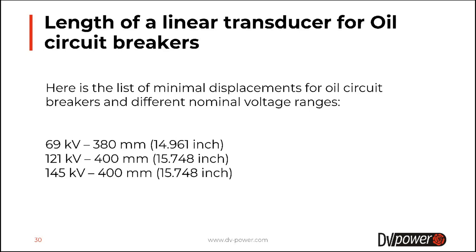Here is the list of the minimal displacement for oil circuit breakers and different nominal voltage ranges. So for a circuit breaker of the rated voltage 69 kilovolts, the minimal displacement is 380 millimeters, while for the circuit breakers of the voltage range 121 kilovolt and 145 kilovolts, the minimal displacement is 400 millimeters.